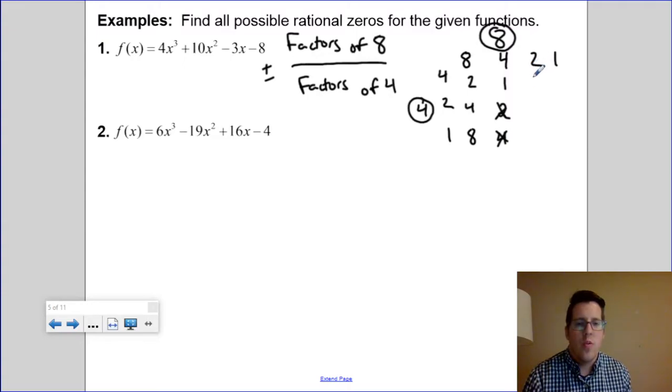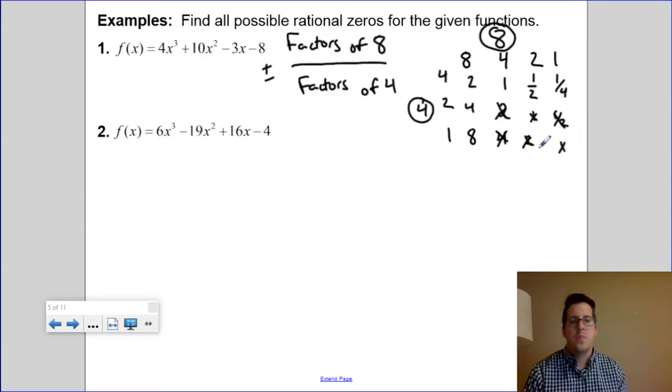2 over 4 is 1/2. 2 over 2 is 1, but I've listed that already. And 2 over 1 is 2, but again, I've listed that already. 1 over 4 is 1/4. 1 over 2 is 1/2, but that's already listed. And 1 over 1 is 1, but that's already listed.